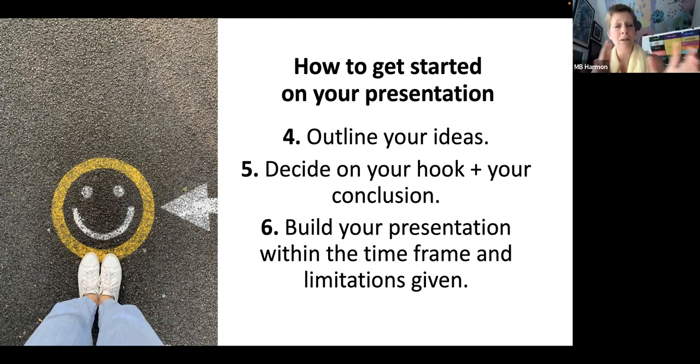So think about what's the size? How many minutes do I have? How many minutes do I want for questions and answers? Okay, so you can think about all of these pieces and then start to map out what your presentation is going to look like.